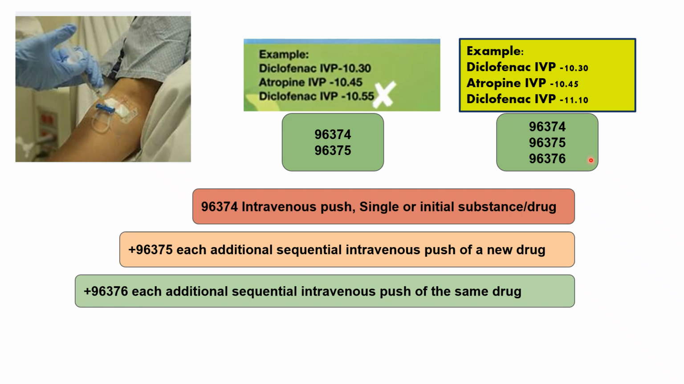But take another example. Here we have given the third diclofenac, but I have tried to change the timings. So instead of 10:55, we have given 11:05. Now, these are the two same drugs, and what is the timing? It is more than 30 minutes. So here, for this example, I am going to write 96376 because the time exceeds 30 minutes. So I hope you understand the difference between the two examples, where we have taken the help of all the guidelines, and this is how you will be able to understand the guidelines well.